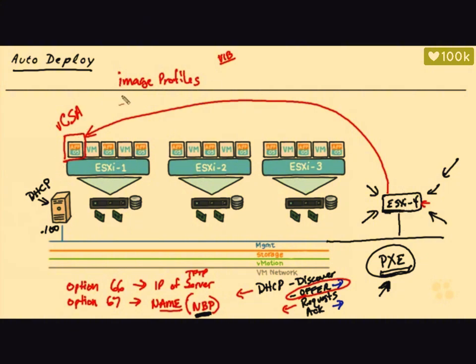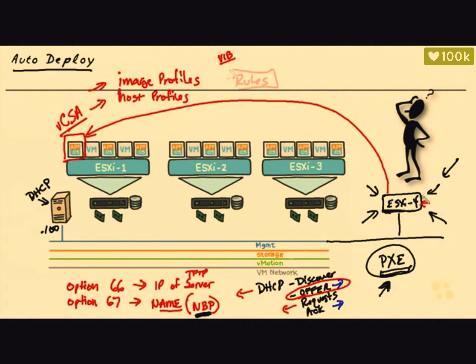In addition, the vCenter Server appliance could have multiple host profiles. And in the host profiles, it's settings regarding ESXi hosts. So the question is, how does the vCenter Server appliance decide which image profile and which host profile it should go ahead and stream down to the ESXi host who's doing the auto deploy boot? And the answer is rules. We have rules that are set up.